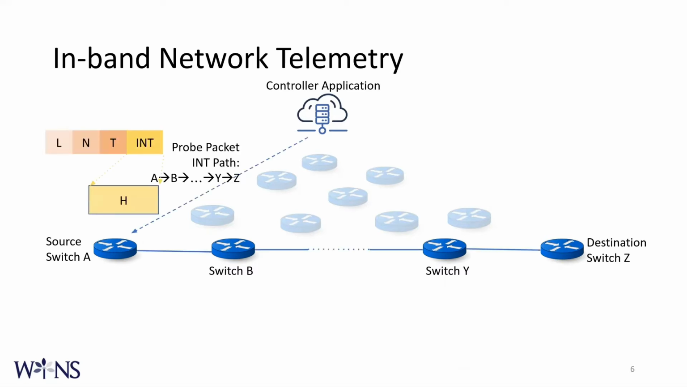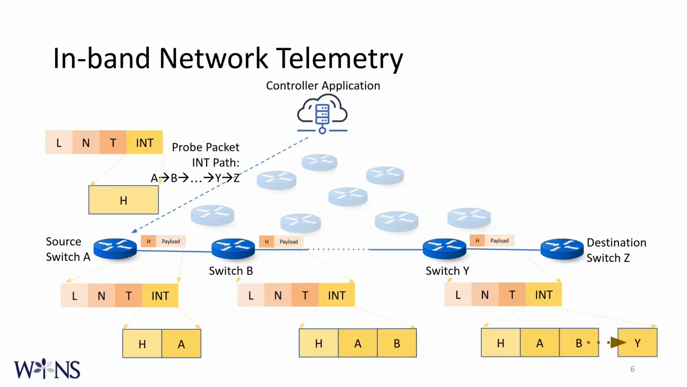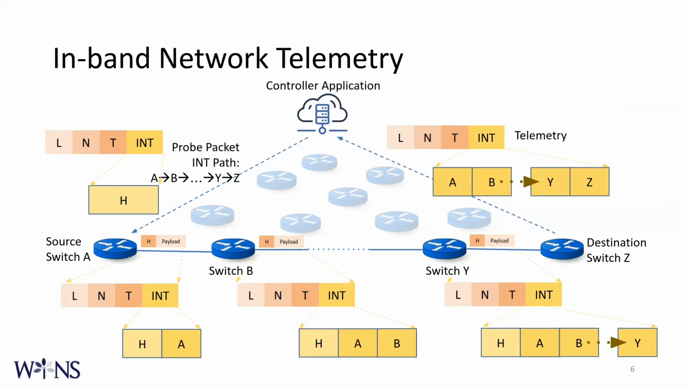In this figure, these packets are called probe packets, and they follow a certain sequence of switches in the network, which is called an INT path. Whenever switches observe these probe packets, they will insert their own telemetry headers, and this packet will grow. When it arrives at the destination or the last switch in the path, the last switch will forward the telemetry packet back to the controller.